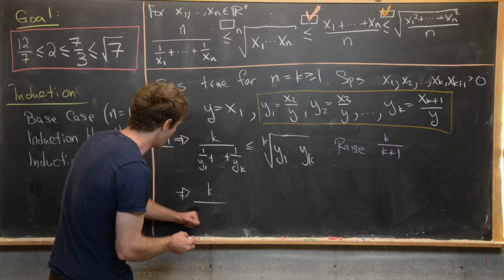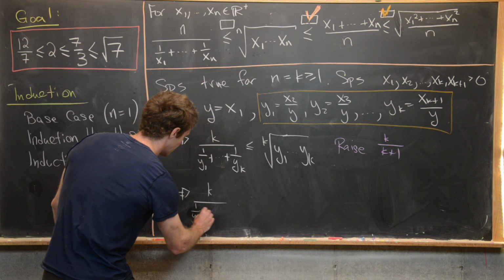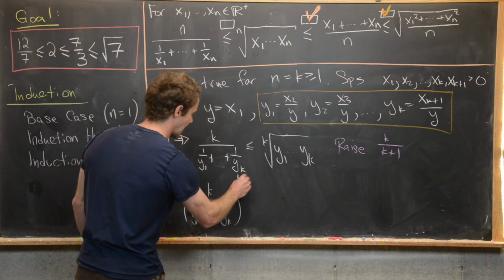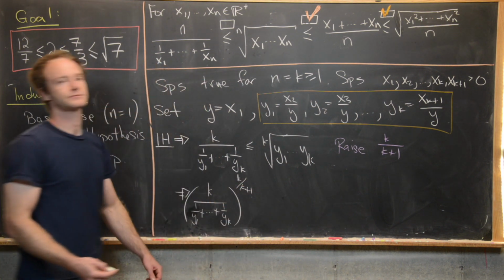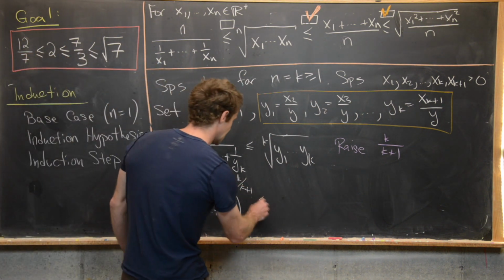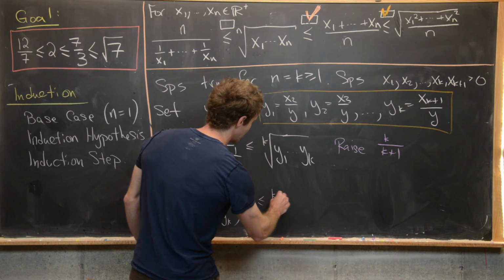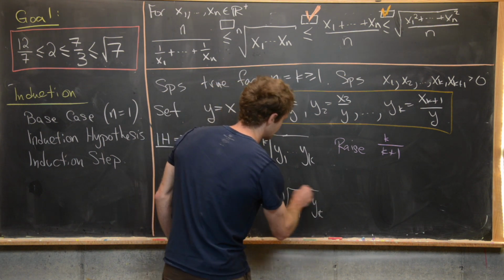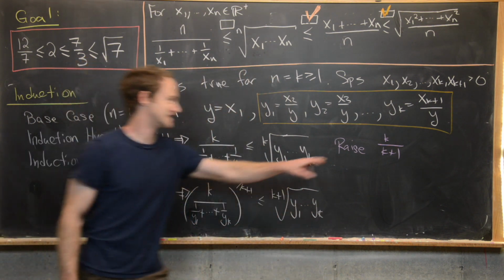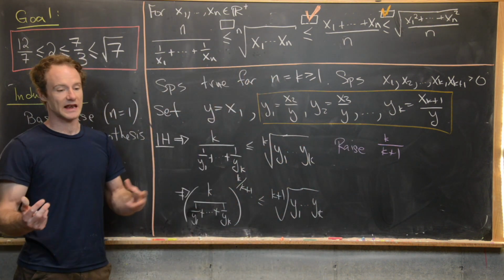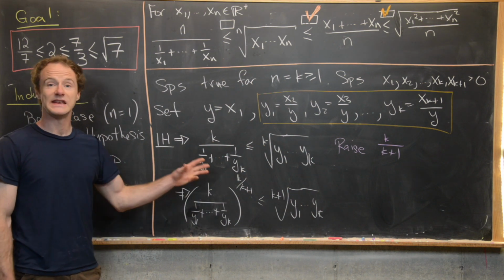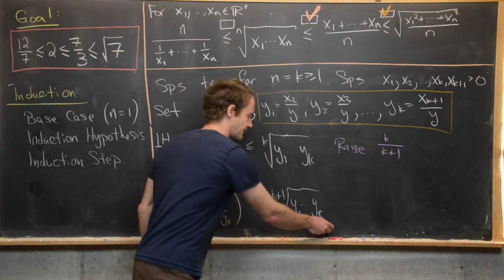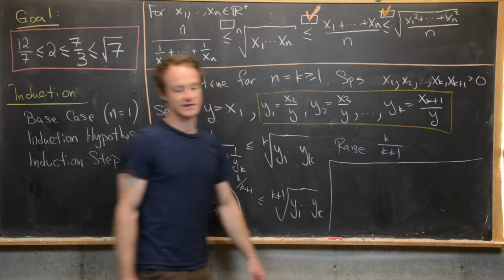So we have k over 1 over y1 plus up to 1 over yk, all to the k over k plus 1. And that's going to be less than or equal to the k plus first root of this product y1 up to yk. Notice this kth power got rid of the kth root, and now we have a k plus first root. And now what we'll do is make the following claim, which will finish it off. And that claim goes like this.